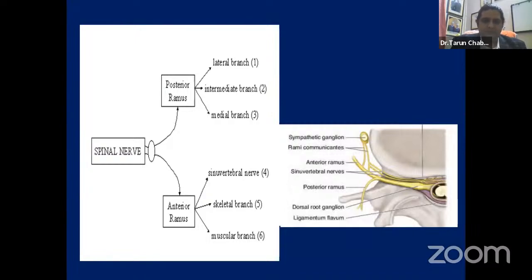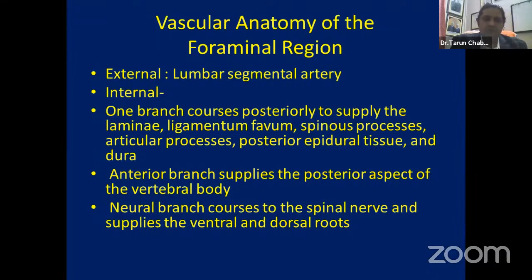A lot of discussion has been done by Dr. Pradeep already on the spinal nerve and sinuvertebral nerve. The spinal nerve goes into the posterior ramus and anterior ramus, and the sinuvertebral nerve is from the anterior ramus, and the skeletal branch and muscular branch also from the anterior ramus. The most important point of the vascular anatomy is that we should be cautious in the MRI if there are vascular malformations. That is the only point. Otherwise, we have to stop the bleeders. There are two supplies, one external, supplied by the lumbar segmental artery, and the internal branch divides into 3 parts. One part goes to the lamina and ligamentum flavum posteriorly, the anterior branch goes to the posterior aspect of the vertebral body, and the neural branch courses to the spinal nerve and supplies the ventral and dorsal nerve roots.